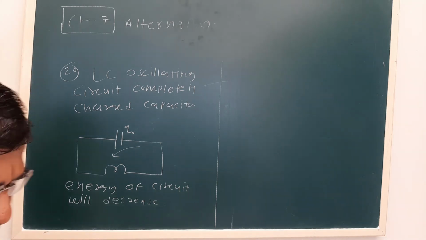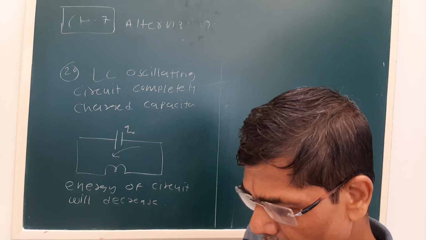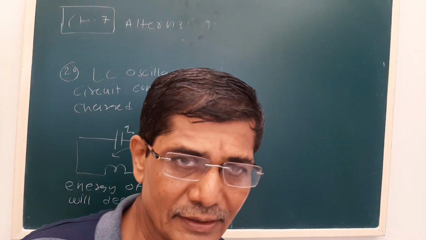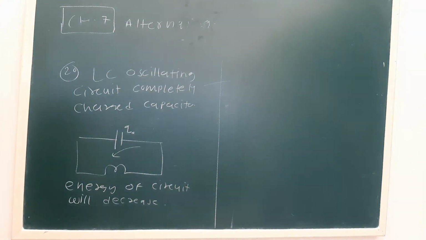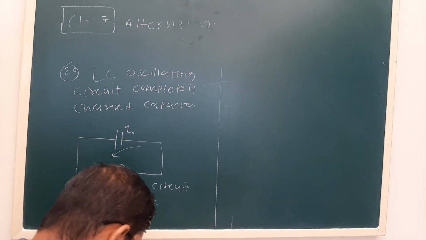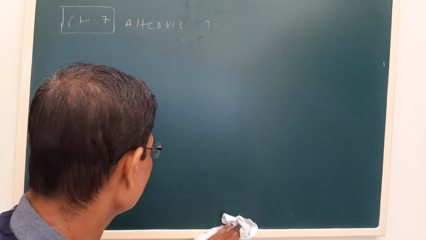Okay, now one more question. If it is an LC oscillator, during the energy conversion some losses will be there. These energy losses will become converted into some sort of electromagnetic radiation. Okay, now next is MCQ number 21.